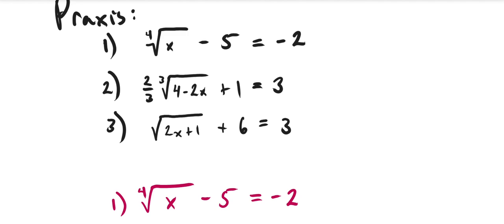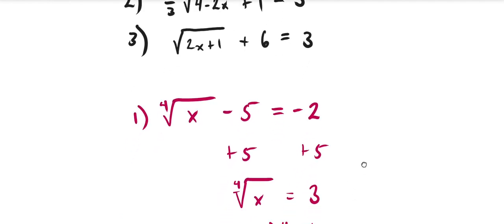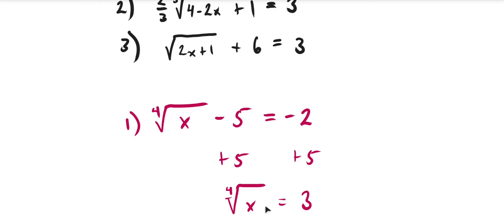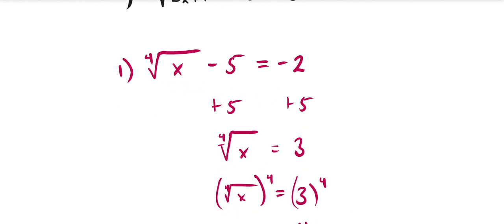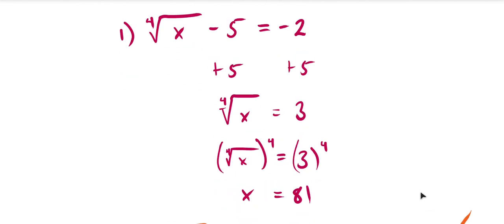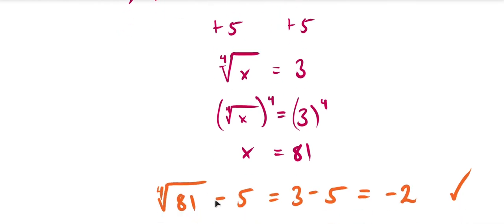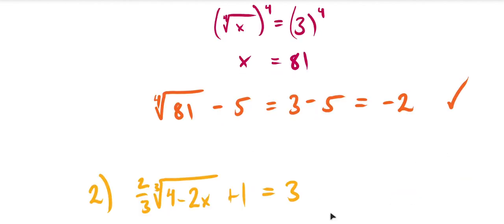So the first one says the fourth root of x minus 5 is equal to minus 2. Adding 5 to both sides, we get that the fourth root of x is equal to 3. Raising each side to the fourth power, I get x is equal to 81. Does this work? Plug in 81. The fourth root of 81 is 3, and 3 minus 5 is indeed negative 2. So this worked. What about number 2?